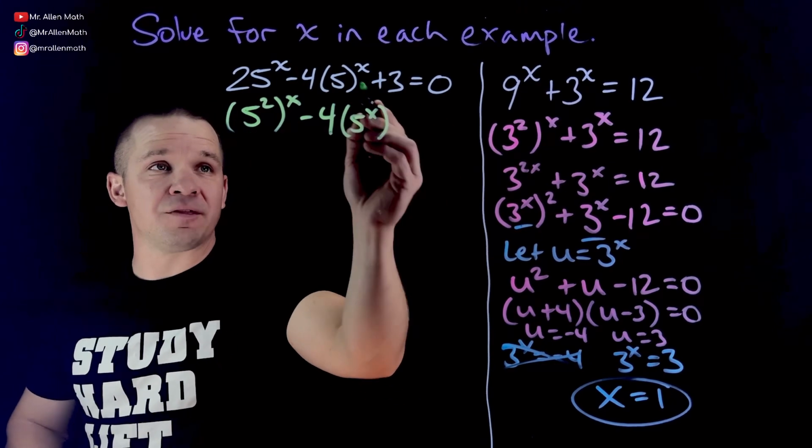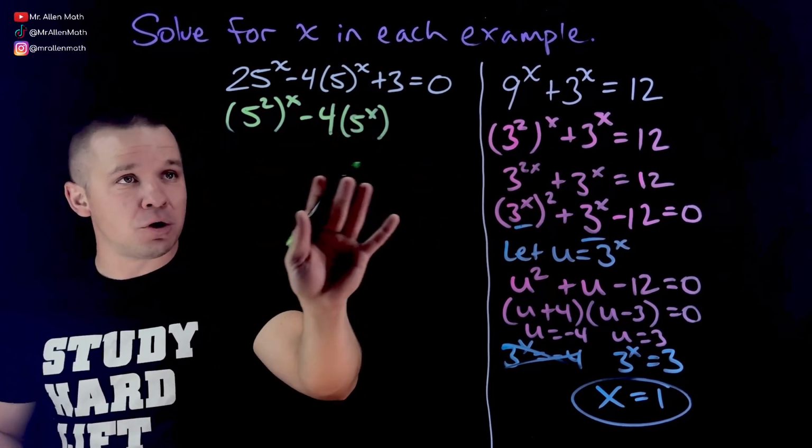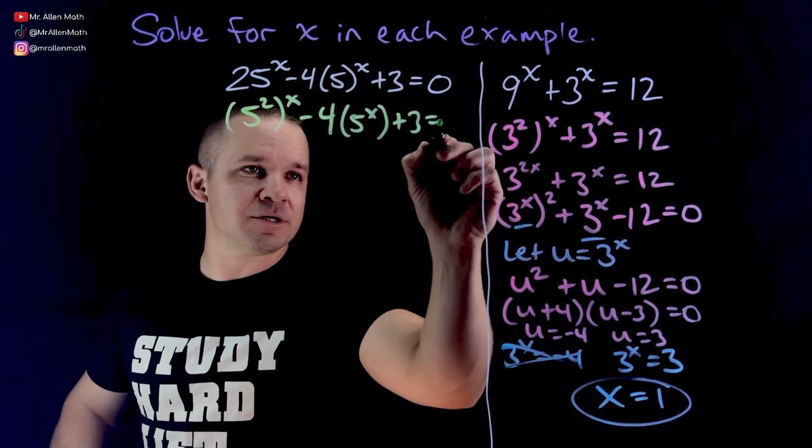That's the same thing, right? The x is only applied to the 5. That is totally cool to interchange. It's already equal to 0, which is nice.